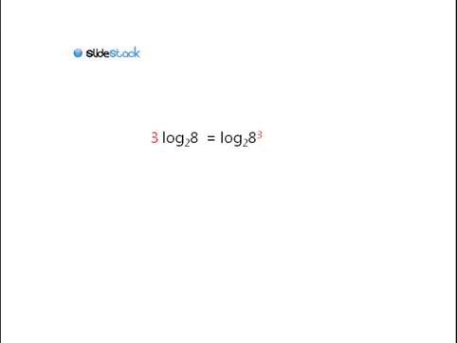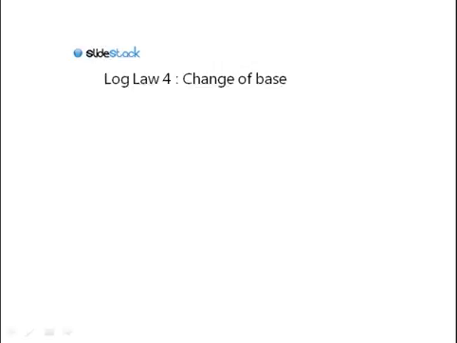Now, let's look at the final logarithm property. The fourth law is the change of base law. This is where the log base b of a is equal to the log base c of a divided by log base c of b. This property allows you to change the log base to any base that is suitable. Now, let's try using some numbers.